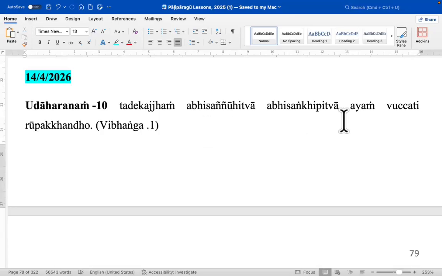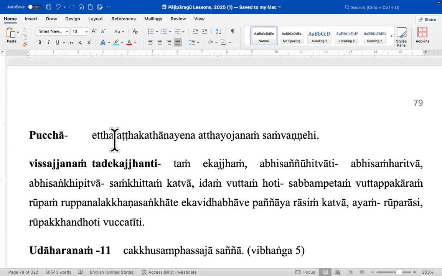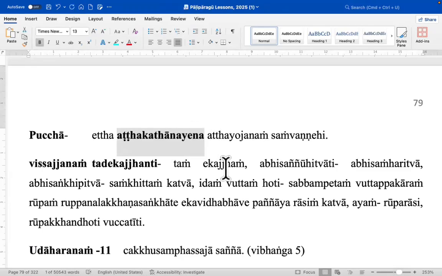The ojati Rubakando. This is the definition of Rubakanda, material aggregate, in the Vibhanga Pāḷi. So how is it translated? Well, what is the question? Atakata nayena, by the commentary method. Simply to say, translate this sentence by the commentary method.